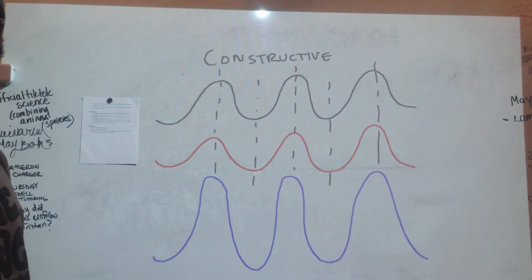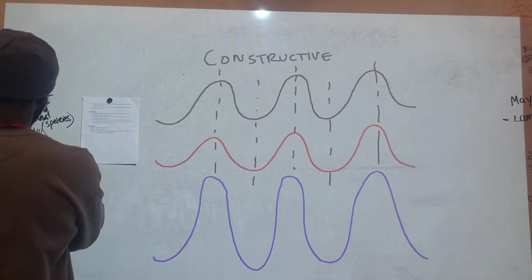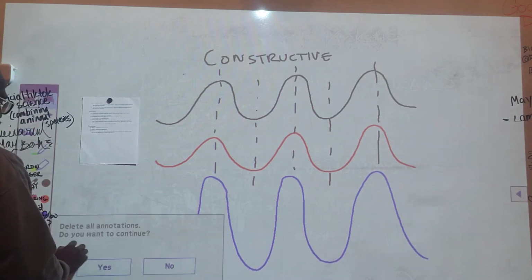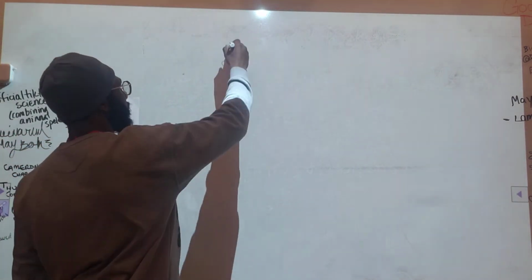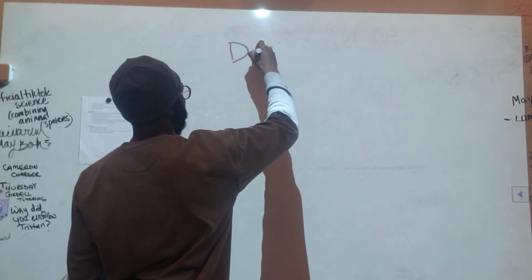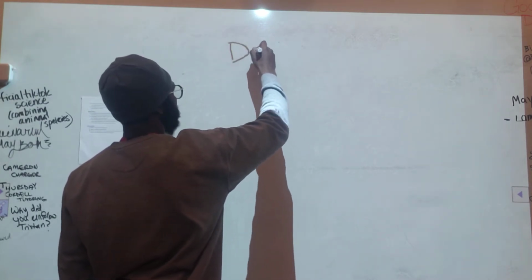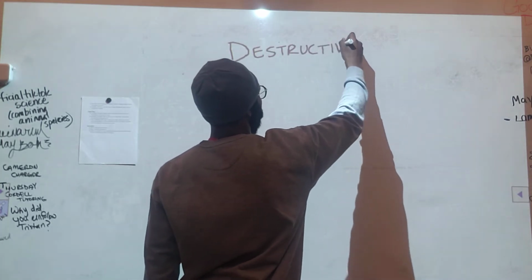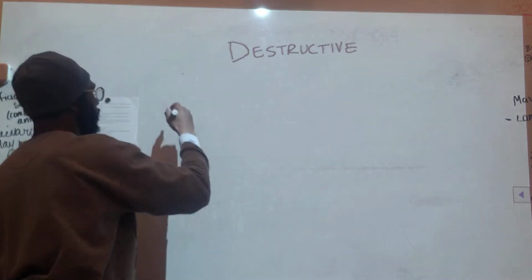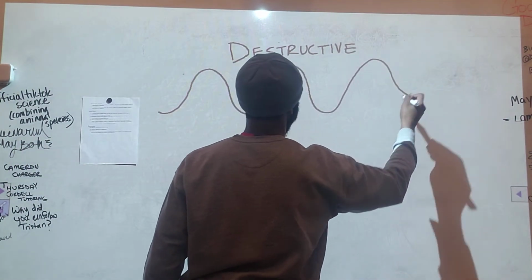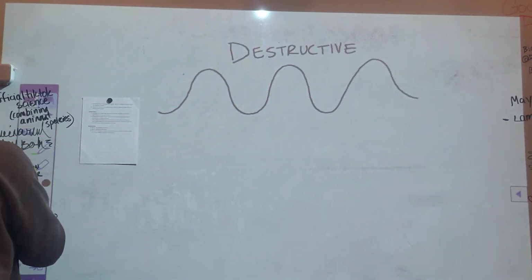Okay? All right. Now we're going to do destructive interference. Again, destructive interference is still superposition, but it is superposition that is destructive, okay, to the waves. So destructive. Okay, now let's go ahead and draw our waves again. So this is our first wave. And then let's go ahead and draw a second wave.